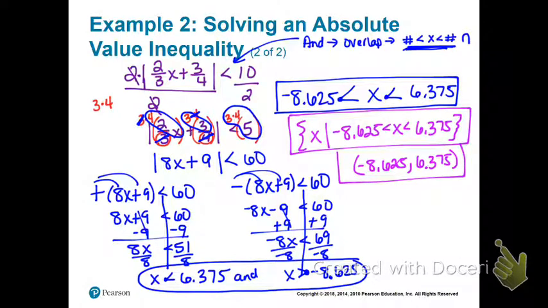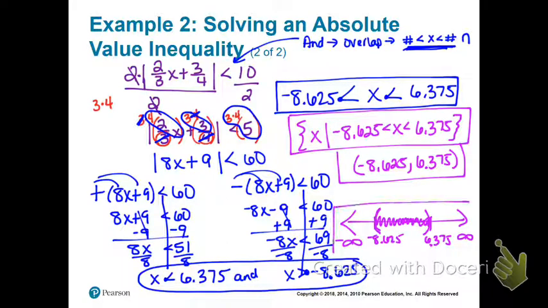And then, of course, we could graph these. So negative infinity to infinity. My negative 8.625, my 6.375. We know x is between them, so we're going to shade between them. And I can see from my interval notation that we've already decided they're both going to get parentheses. And so there would be our graph.